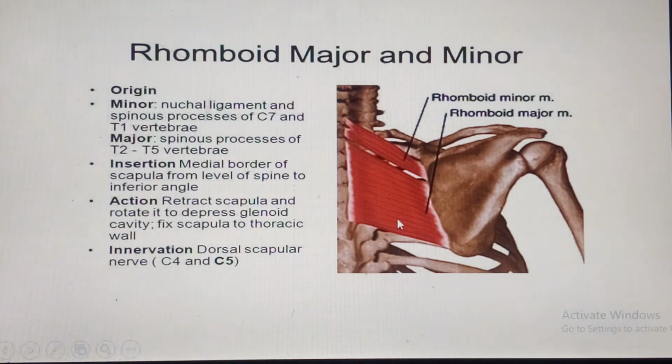Apart from that, it's also going to help in rotation, rotating the scapula to depress the glenoid cavity. It's also going to help in fixing the scapula to the thoracic wall. So these are some functions that the rhomboideus muscles are going to perform. I don't need to tell you, the innervation is coming from the dorsal scapular nerve of the brachial plexus, coming from the upper roots of the brachial plexus, actually from C5 roots. So that's that nerve.